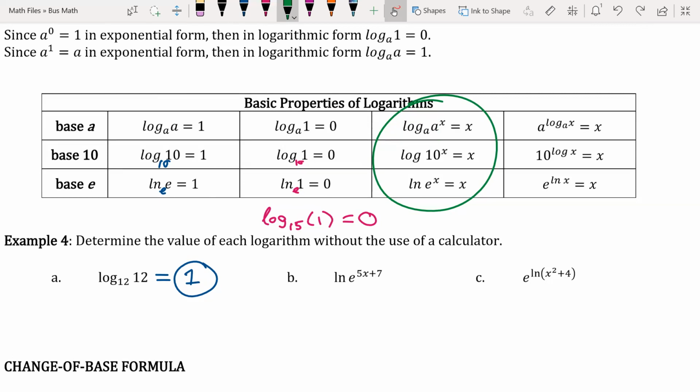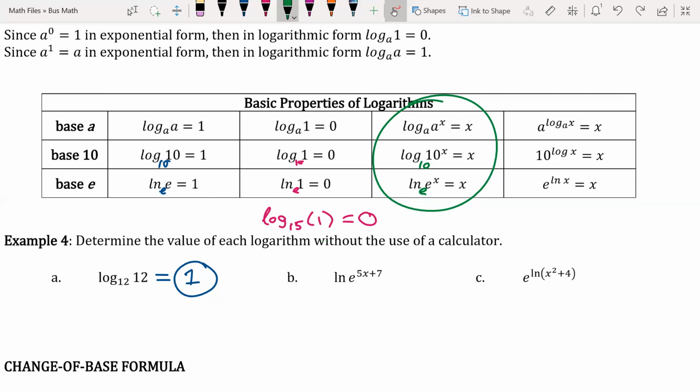Okay. And then log base 10 of 10 to the x will equal x. So if I put log base 10 of 10, these will cancel and just leave you with x. And the same goes for the natural log. Natural log base e of e raised to the x will also equal x.